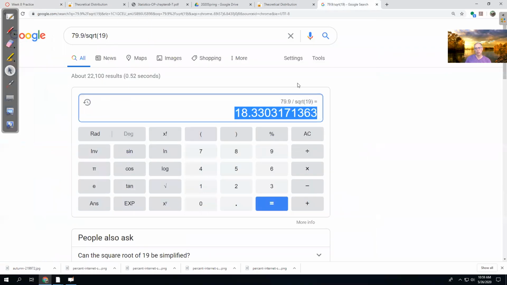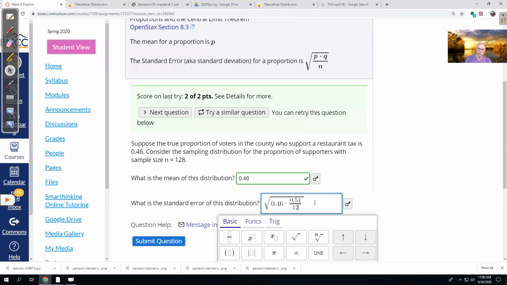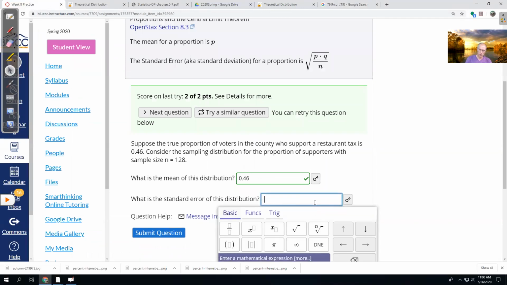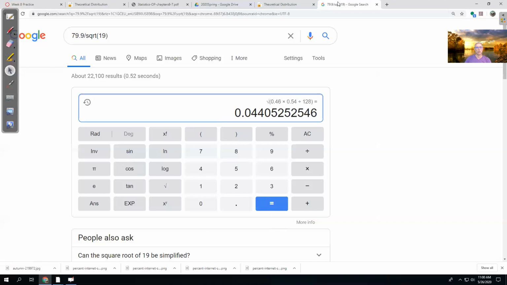Or I could go over to my calculator and actually calculate that value. What is the square root? Google started my parentheses, 0.46 times 0.54 divided by 128. Just missed a digit. Close parentheses. I think I got that right. 0.044. I think I'll go like 5 places here. 0.04405. So let's delete this. So that should be acceptable too. I typed that right? I think so.